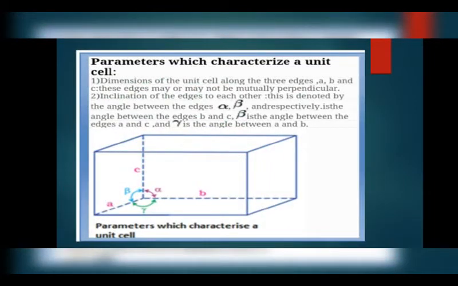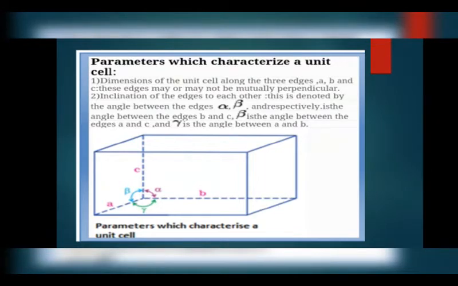Now the parameters which characterize a unit cell. First one is dimensions of the unit cell along the 3 edges A, B and C. These edges may or may not be mutually perpendicular. Second is inclination of the edges to each other. This is denoted by the angle between the edges: alpha, beta and gamma respectively. Alpha is the angle between the edges B and C, beta is the angle between the edges A and C, and gamma is the angle between A and B, which is clearly visible in this diagram.